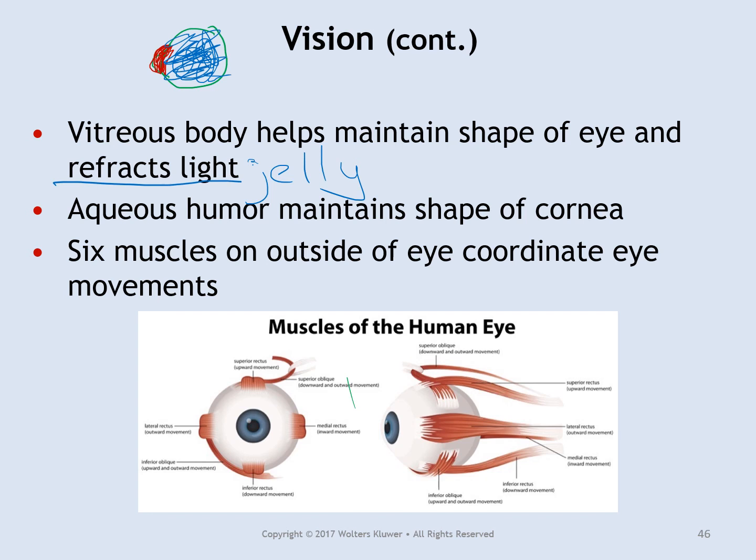There are 6 little muscles on the outside of the eyeball that help to coordinate the way that the eyeball moves.